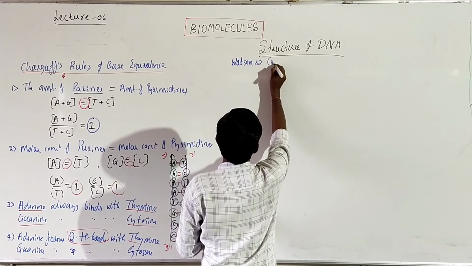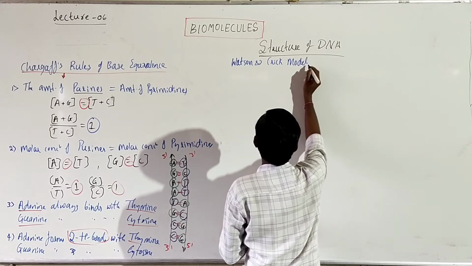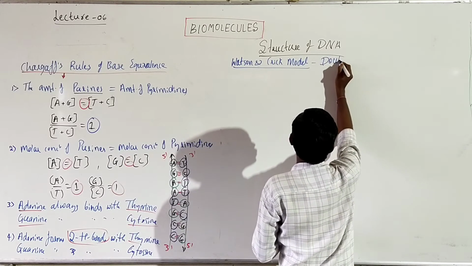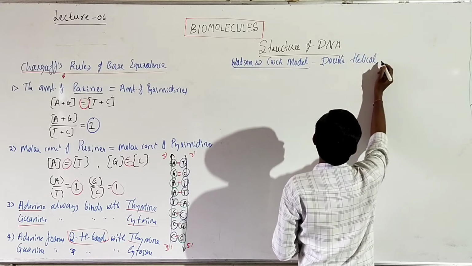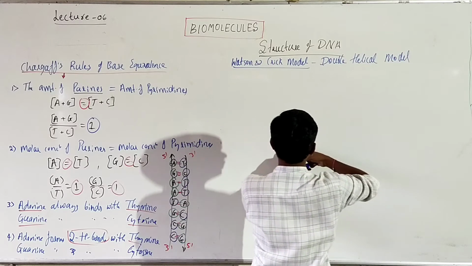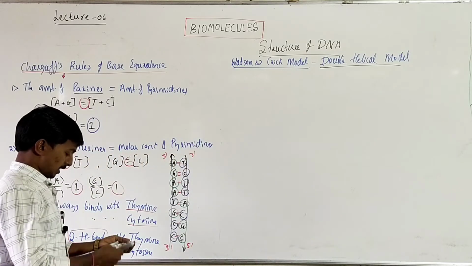Watson and Crick model, and it is also called the double helical structure, the double helical model. Okay, so here we will now draw a diagram of DNA.